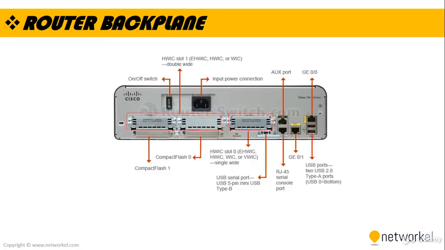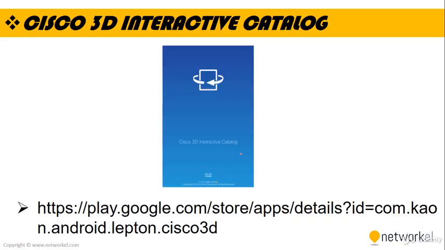And here is the back panel of a router. As you can see, there is some equipment here like the on-off switch, the input power connection, the gigabit Ethernet ports, USB ports, and so on. If you want to check routers' physical views in depth, there's a great application on the Google Play Store. You can simply go to Google Play Store and type Cisco 3D Interactive Catalog, and you can check the physical views of the routers in depth there.